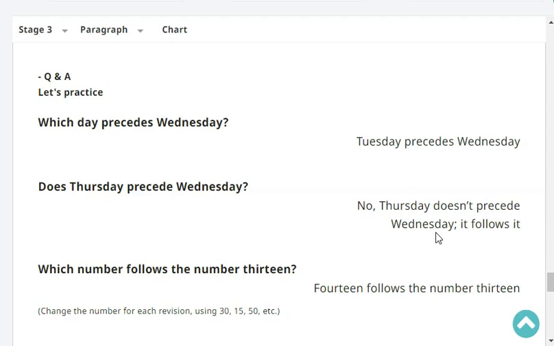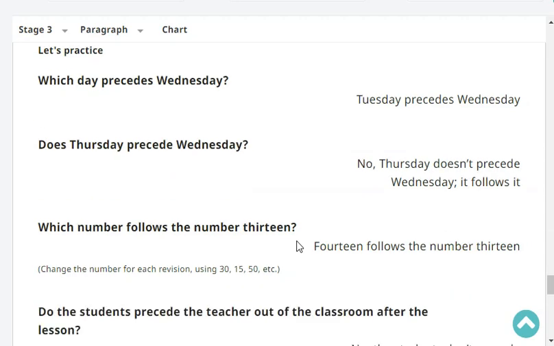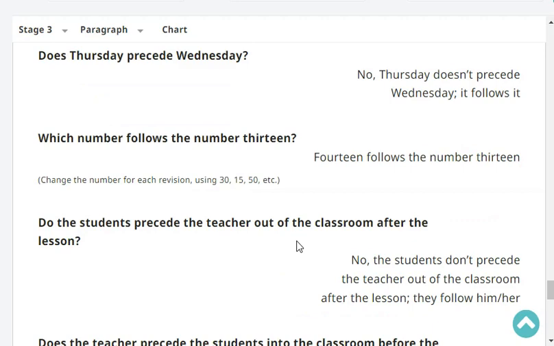Which day precedes Wednesday? Tuesday precedes Wednesday. Does Thursday precede Wednesday? No, Thursday doesn't precede Wednesday. It follows it. Which number follows the number 13? 14 follows the number 13.